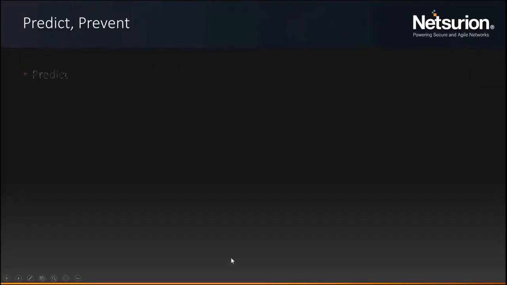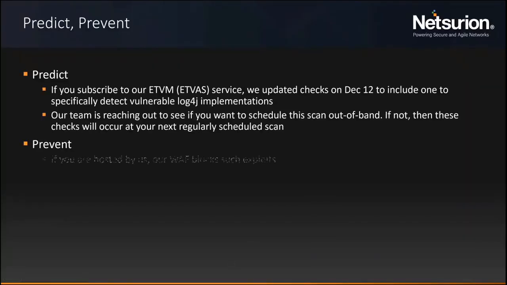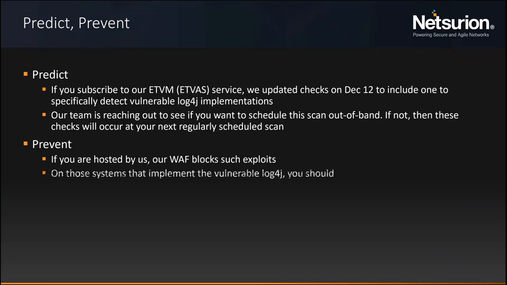The next thing is prevention. Of course, if you're hosted by us in our data center, then we've implemented a web application firewall, and those kinds of exploits are blocked right there at the entrance and won't get through, so you'll be quite safe. But should you be hosting a system yourself that has a vulnerable Log4j, you have a couple of choices. One is you could apply the -Dlog4j2.formatMsgNoLookups=true setting, such that you would prevent the vulnerability from getting exploited, as we explained in our previous video.